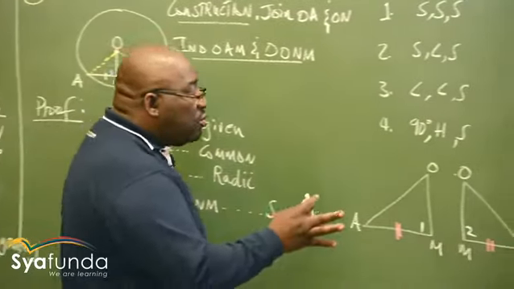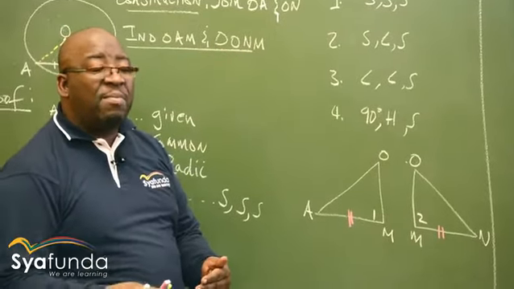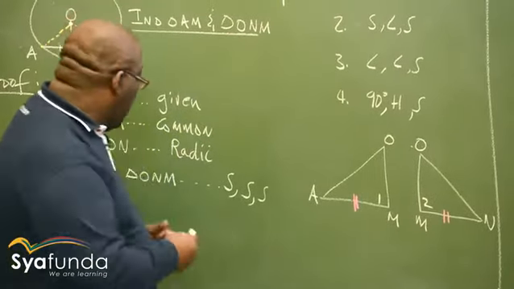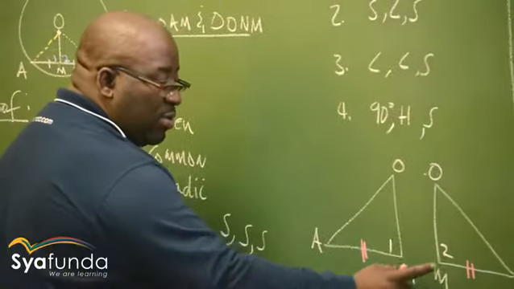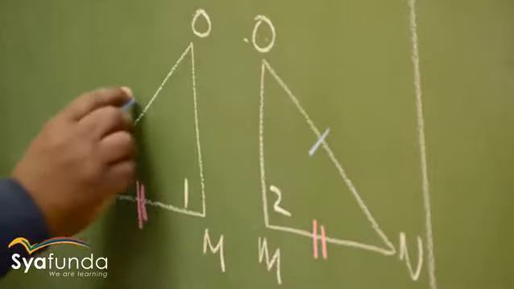When we say these two triangles are congruent, we simply mean that their corresponding sides are the same, as well as their corresponding angles. That is what we mean by congruent. This sign simply means congruent, that they are equal in all respects. At the moment, we can see that this one is equal to this one. What else is equal? This side, we've just shown that this side is equal to this side.